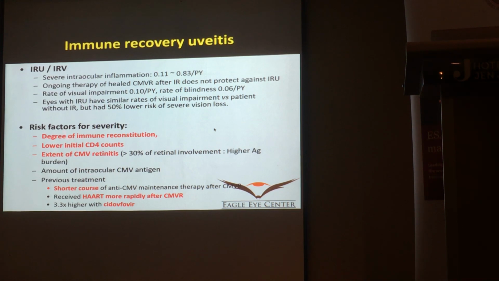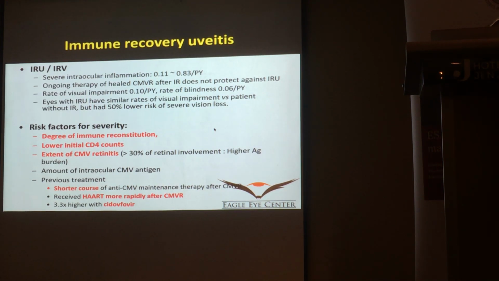We'll just look at the bottom part, the risk factors for the severity of IRU, the degree of immune reconstitution. How fast are they responding? All right, so they respond very quickly to the ARV treatment. Good for the body, bad for the eye. If they have CMV retinitis, you have low initial CD4 counts, extent of the CMV retinitis, so the bigger an area of CMV retinitis, the more likely you're going to get problems.